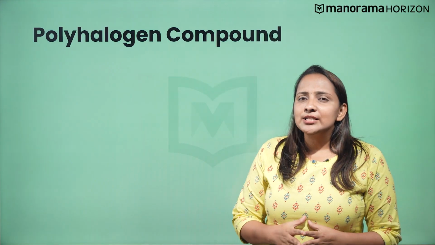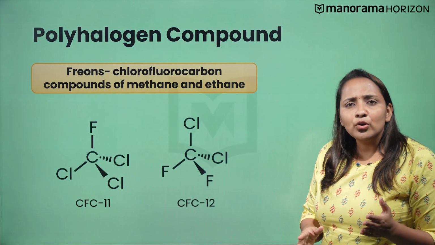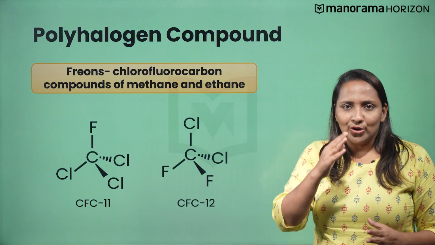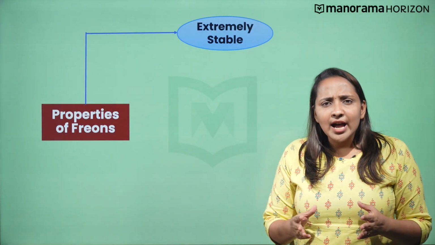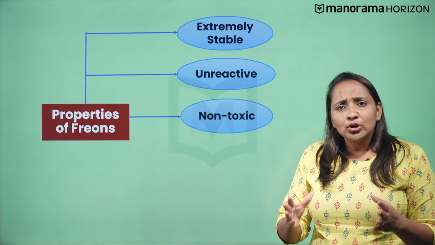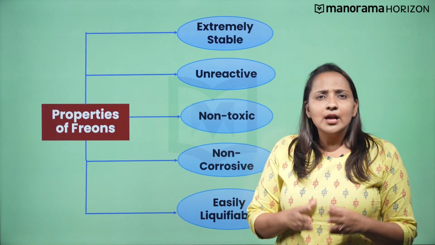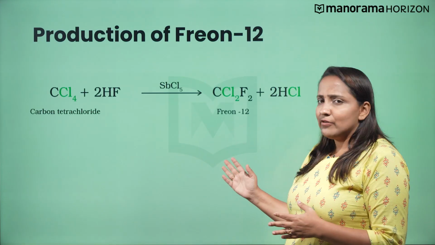The next polyhalogen compound we will discuss is freon. The chlorofluorocarbons of methane and ethane are together known as freons. The freons are extremely stable, unreactive, non-toxic, non-corrosive and easily liquefiable gases. The most commonly used freon in the industry is freon 12.